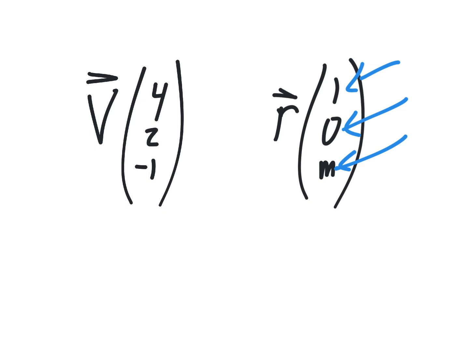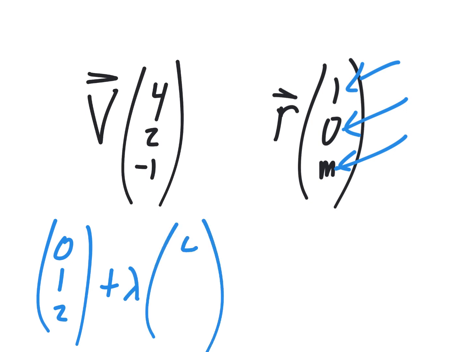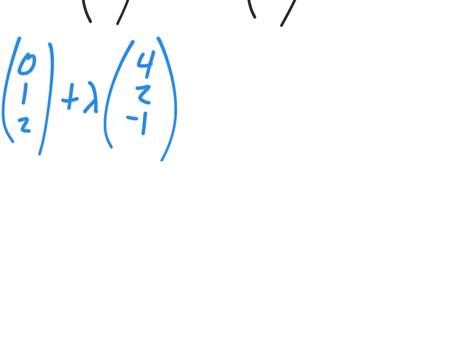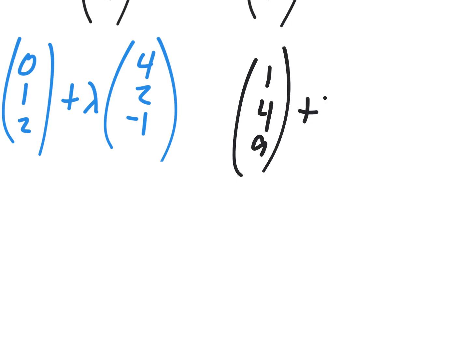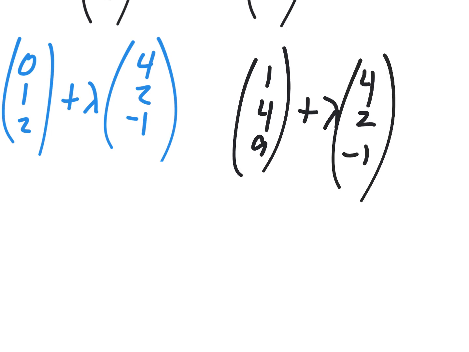Yes. Okay, next. Let's say I had the point 0, 1, 2 plus lambda 4, 2, negative 1. And I give you another vector equation of a line. Now that starts at 1, 4, 9. And it goes to lambda 4, 2, negative 1. Where do these 2 lines cross?